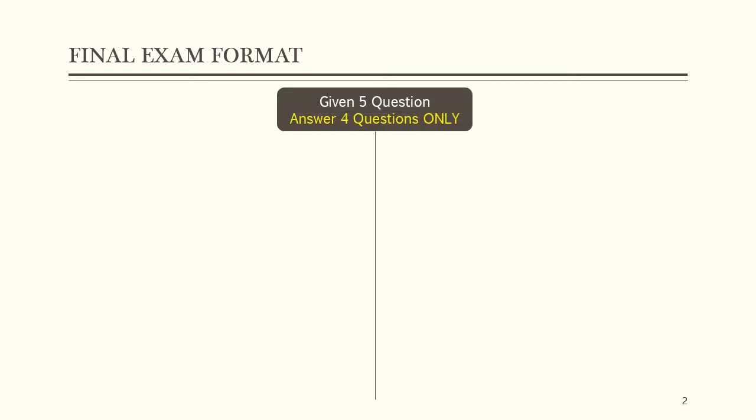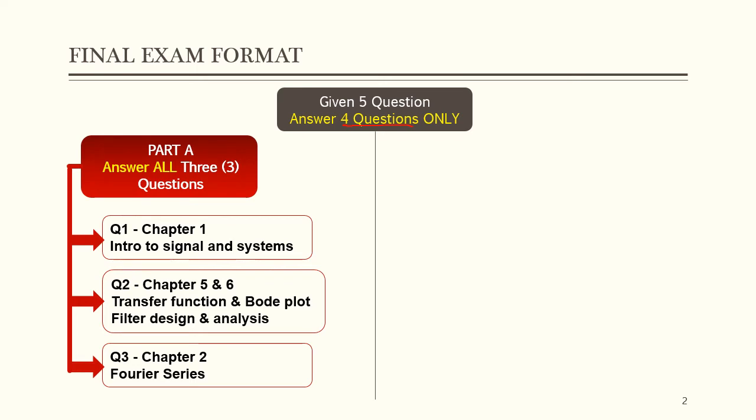So you'll be given 5 questions to be answered in 2.5 hours, and you just need to answer only 4 questions. Okay, only 4 questions need to be answered, but there are 2 parts, part A and part B, and part A consists of 3 questions and it is a compulsory section. Okay, you need to answer all 3 questions.